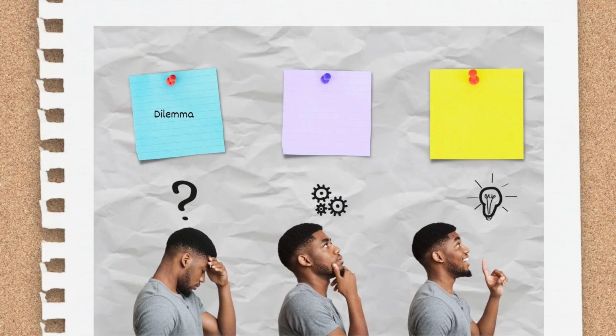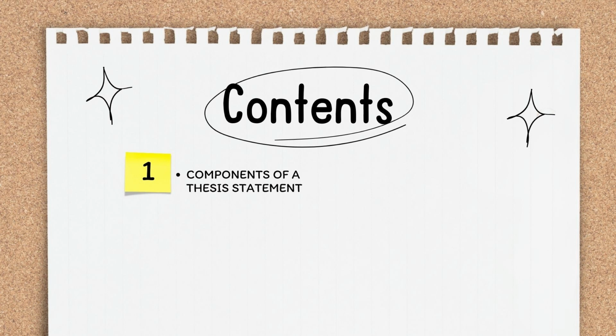We have now come up with a dilemma we want to answer. We have brainstormed and thought about how to respond to that dilemma, and each group has picked on a dilemma to write about. In the next stage, each of our groups will have to convert the dilemma we picked into a thesis statement. So in this video, we will discuss the components of a thesis statement.